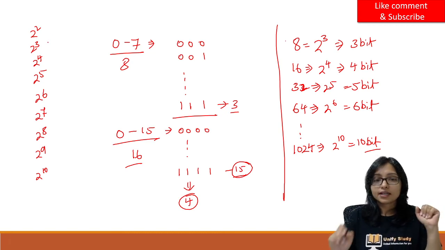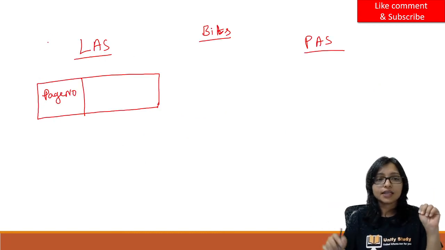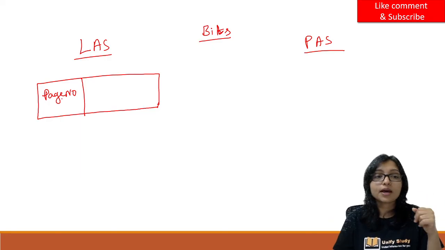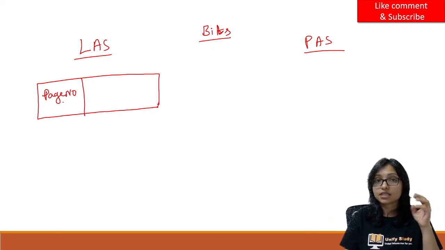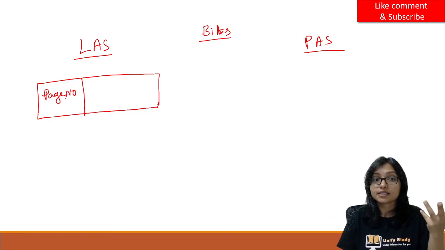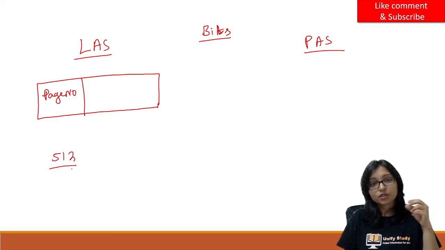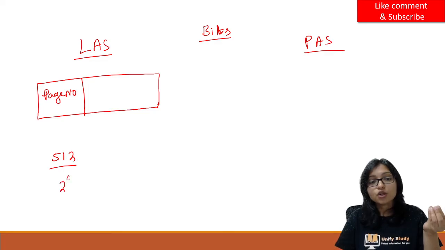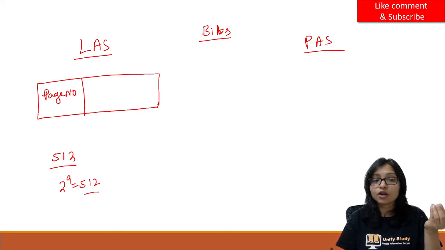Now after that, if I am telling you that I need the page number, what is the range of the page number? That means the number of pages. If there are 512 pages in total, how many bits will be required? 2 to the power 9 means 512. So I need 9 bits.